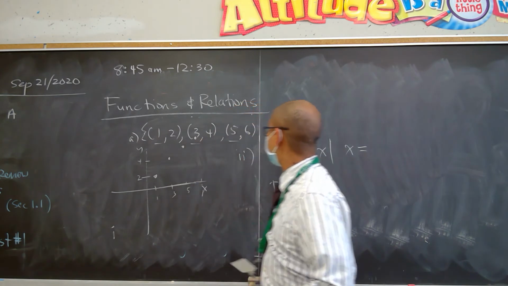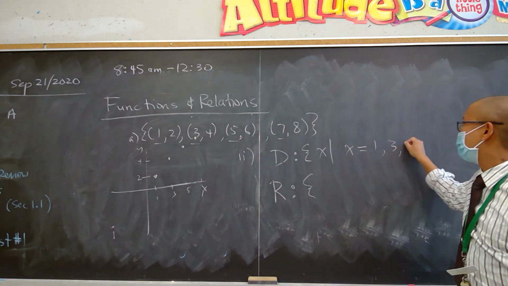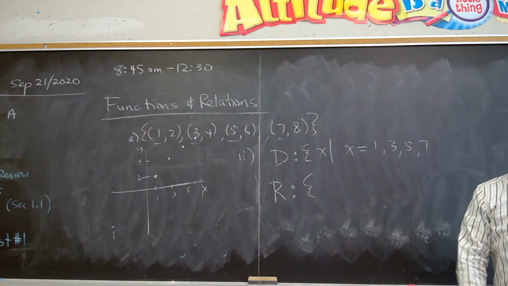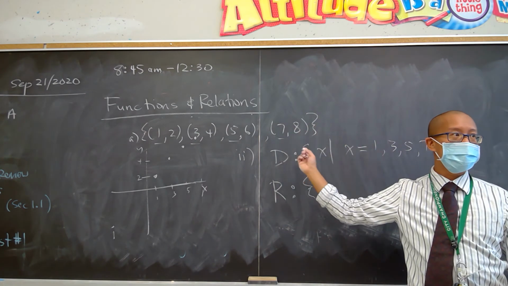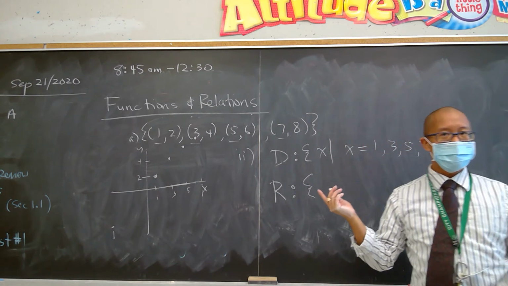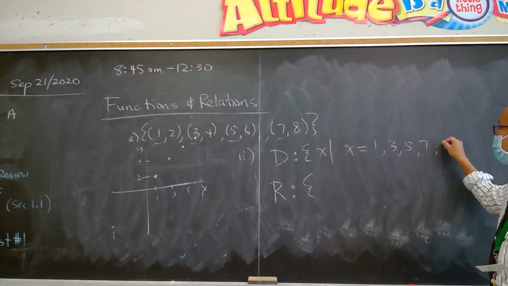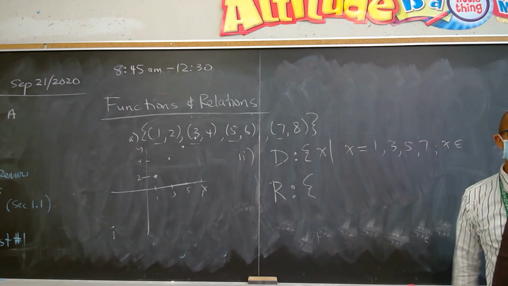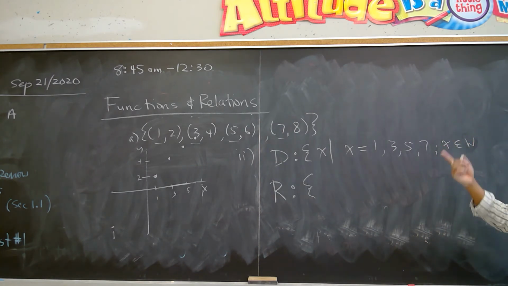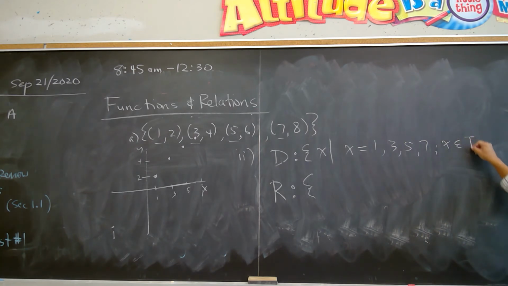1, 3, 5, and 7. And just to cover myself, although from this set notation and all of the data they gave us, they're positive, technically you could say such that x belongs to natural numbers or whole numbers. It didn't really say 0, but just to be safe, I put I for integers. Now, ladies and gentlemen, what's the most important part of this?